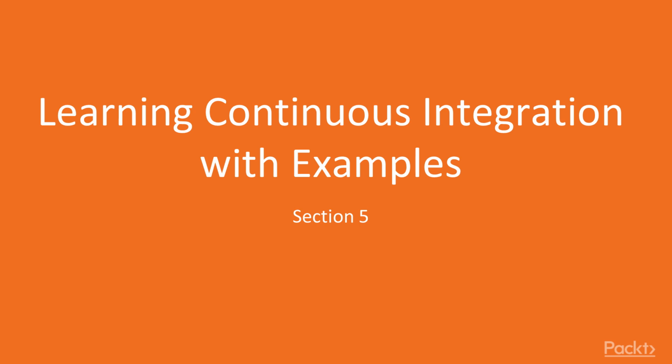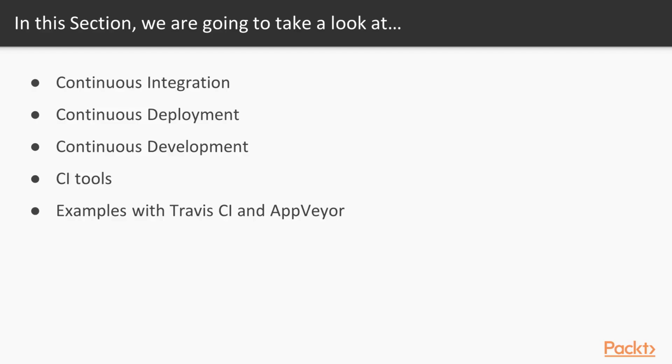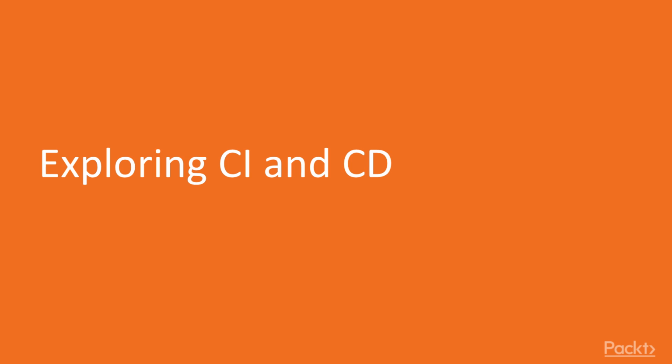In this section, we will learn what is continuous integration, and we are going to learn it with examples. To be more precise, we are going to see what is continuous integration, continuous deployment, continuous development, and what are the major continuous integration tools available on the market today. Apart from that, we are going to see examples of continuous integration with Travis CI and AppVeyor. So let's start from the first video of this section, exploring continuous integration and continuous deployment.